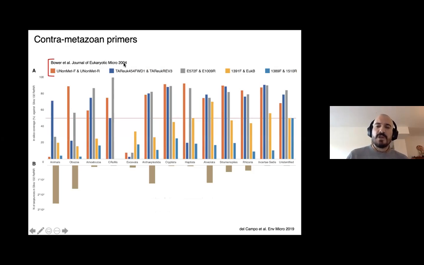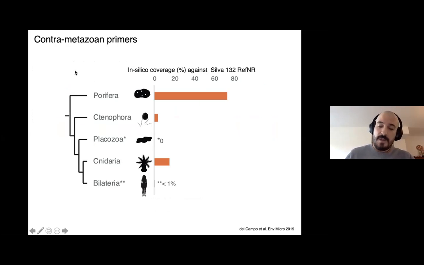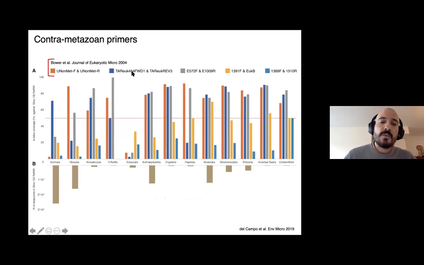So what we did is that we found a set of primers that were designed to study parasites in different types of animals, and we tested them in silico and compared them with other primers that were universal primers for 18S. What we observed for this set of primers, the ones in orange, is that they were very good or as good as all the other primers that have been used so far to study microeukaryotes in free-living environments for most of the microeukaryotic groups, but they were very, very bad retrieving the animal signal.